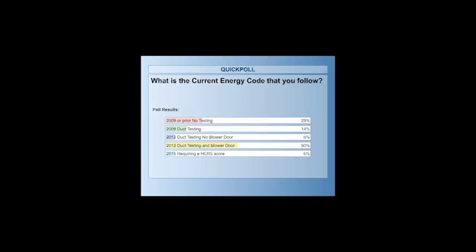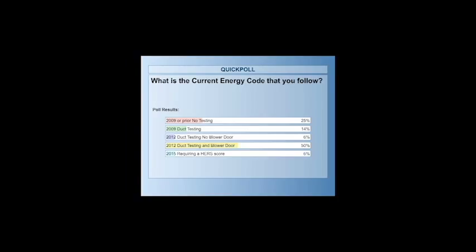All right, so I want to try and find out what your code is. Again, please use the question panel to help us with anything on here that did not fit my criteria. So 2009 or prior, but you're not testing. 2006 didn't require testing.